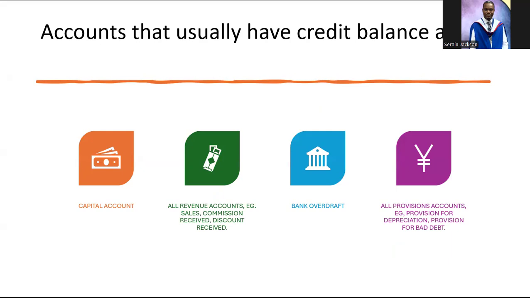The capital account, you know the capital account already. All revenue accounts carry credit balances. So, for example, sales, commission received, discount received, all of these carry credit balances. I was just talking about bank overdraft, so there it is. Bank overdraft carries a credit balance. All provisions accounts carry credit balances.